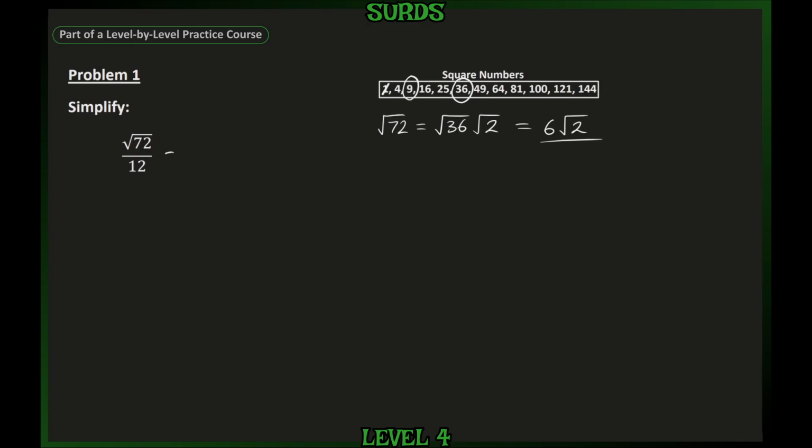And this means that our fraction becomes 6 root 2 divided by 12. And looking at the numerator and the denominator, the 6 and the 12 can both be divided by 6. So if we divide top and bottom of this fraction by 6, we have 6 divided by 6, which is 1, so we have 1 root 2 or just root 2, and 12 divided by 6 is 2. So root 2 over 2 is our final answer to problem 1.